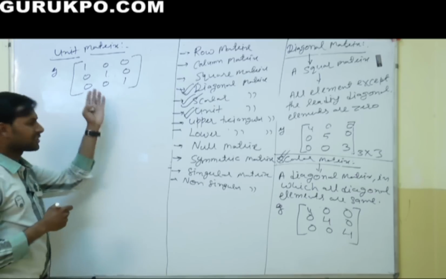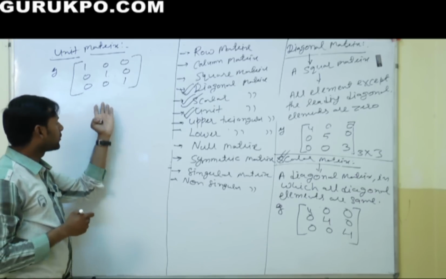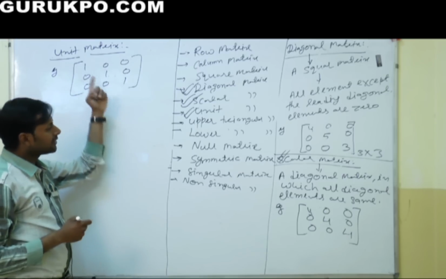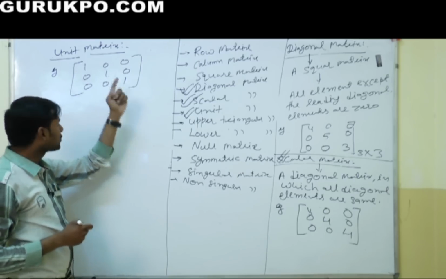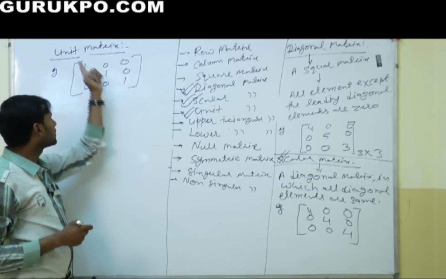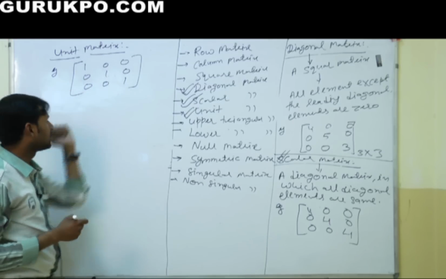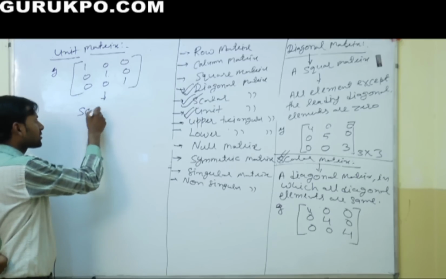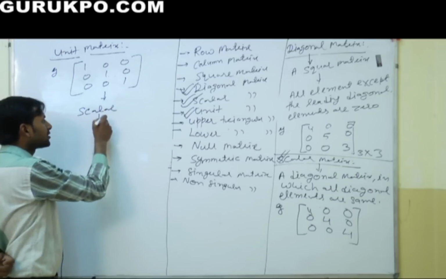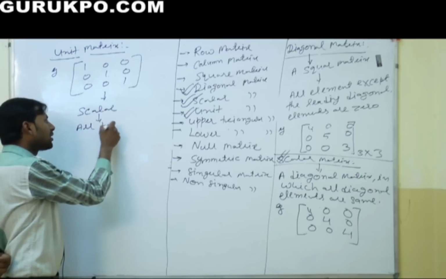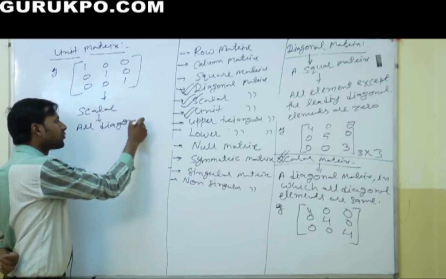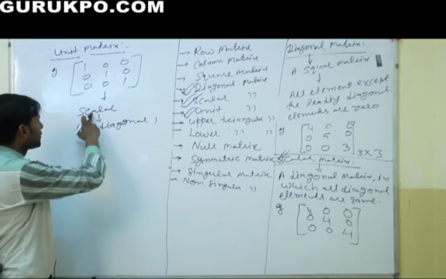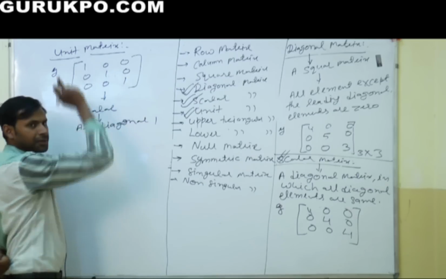Obviously, number 1, it is a square matrix. Number 2, a diagonal matrix. Third, a scalar matrix. Also all elements are 1. So it is a unit matrix. So what is a unit matrix? A scalar matrix in which all diagonal elements are 1 is known as a unit matrix.